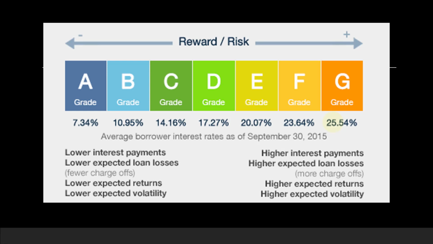And what happens is the peer-to-peer company will take credit information. They'll take an application from somebody that needs to borrow money. And what they will do is they will assign them a credit risk, and they'll grade them here. And based on that grade, they will assign them a particular interest rate.